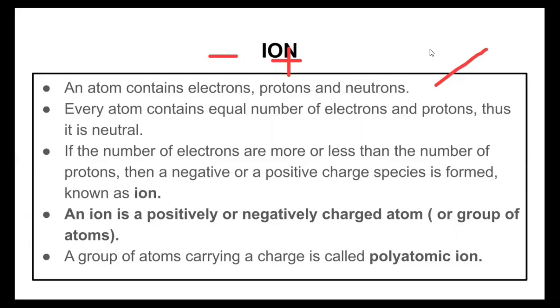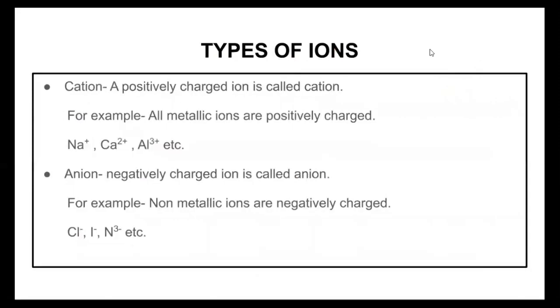But if the electrons are more or less in number as compared to protons, then a negative or a positive charge ion is formed. A group of atoms carrying a charge is called polyatomic ion. Ions are of two types, cations and anions. Cations are those ions which are positively charged.